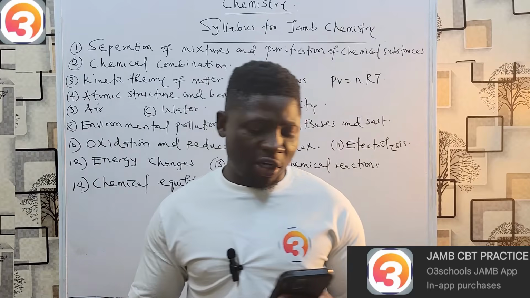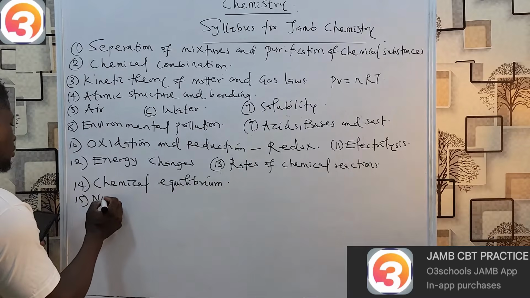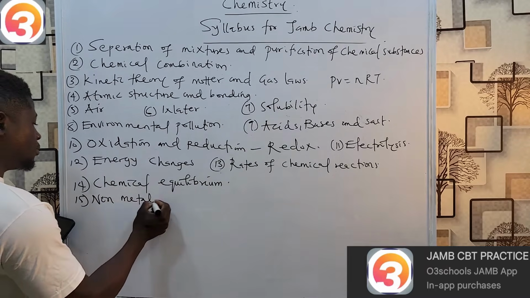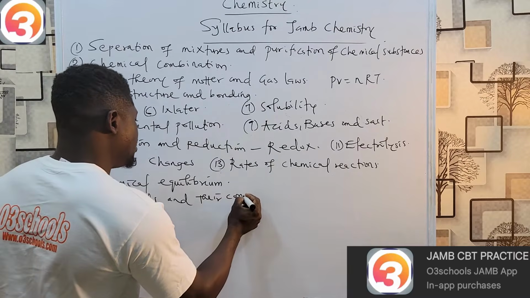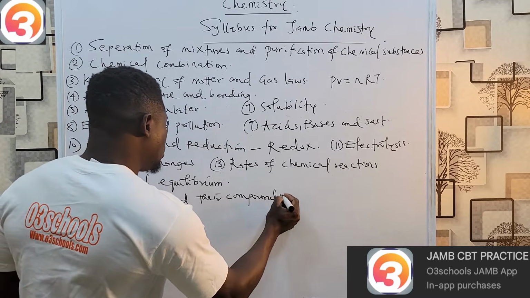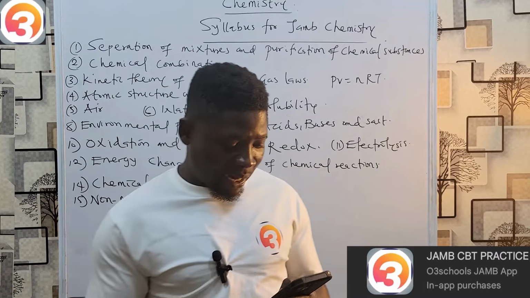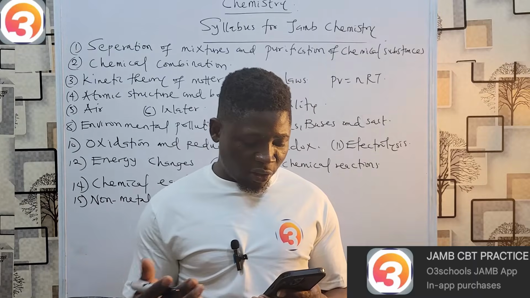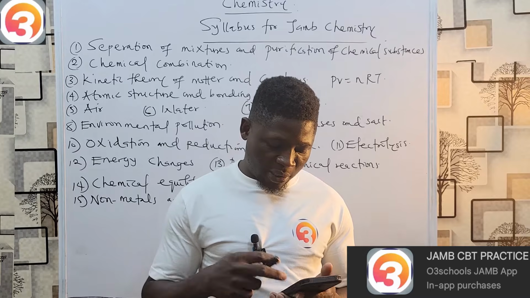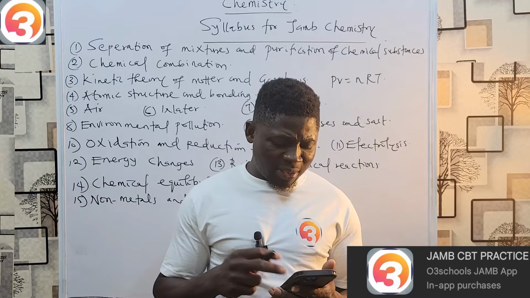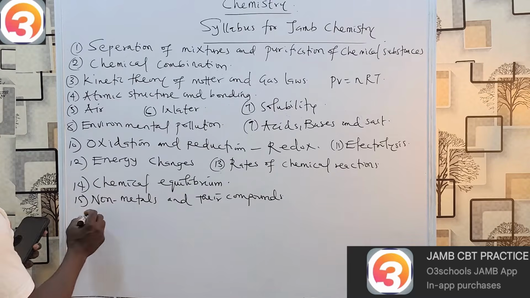So number 15, we talk about non-metals and their compounds. Under that, we talk about hydrogen, we talk about halogens, right? Then we talk about oxygen and sulfur. Then talk about, of course, their production also, and so on and so forth. So that will now lead us to the 16th topic, which is what? Metals and their compounds.